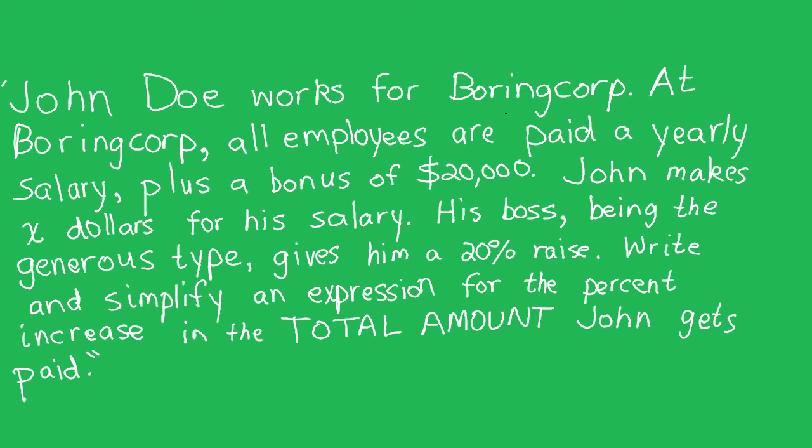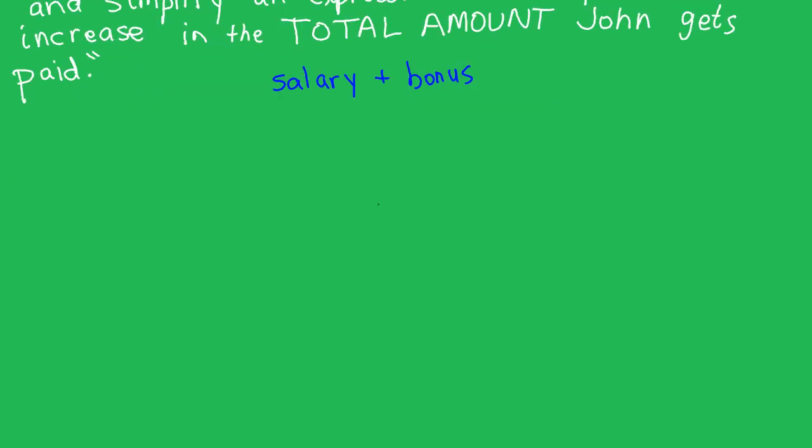Okay, so the idea behind this problem is that John gets paid a total amount which is equal to his salary plus his bonus. Now his salary increases by 20%, but his bonus does not increase at all. So the total amount he gets paid is not going to increase by 20%. So we're going to write an expression for this percent. The total amount he gets paid increases, and the only variable we're given is X in dollars, representing his original salary. So to start off here, we need to know about percent difference.